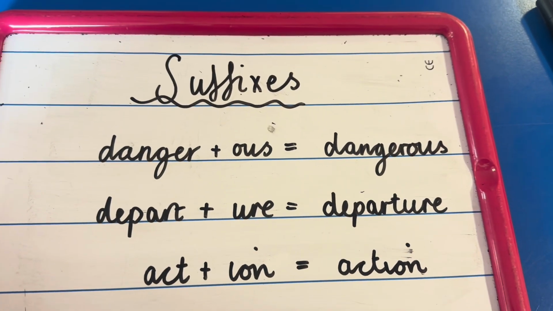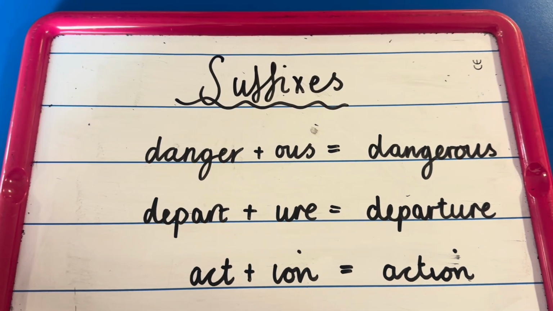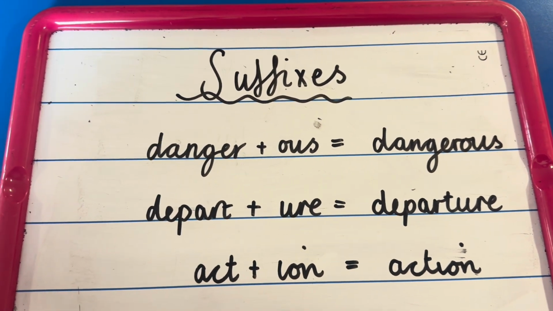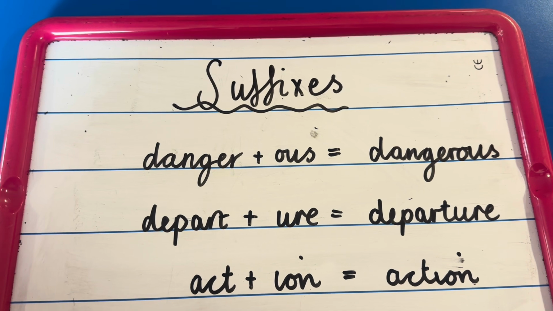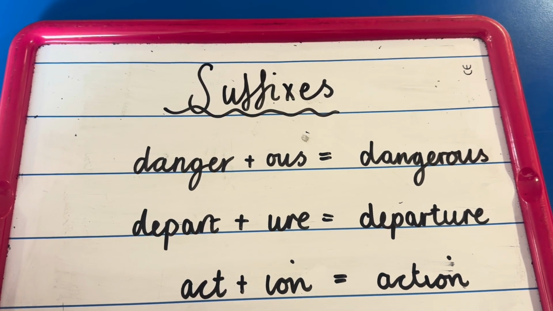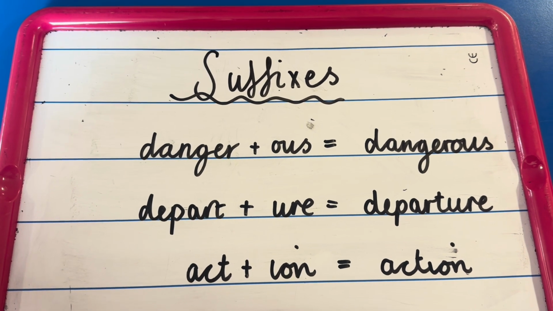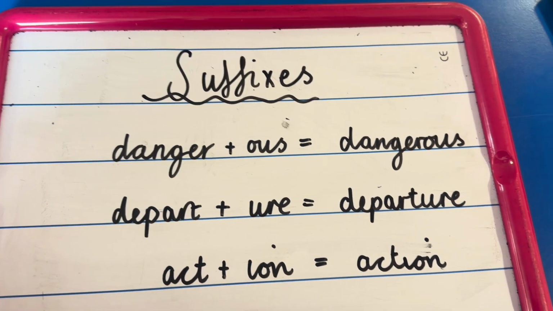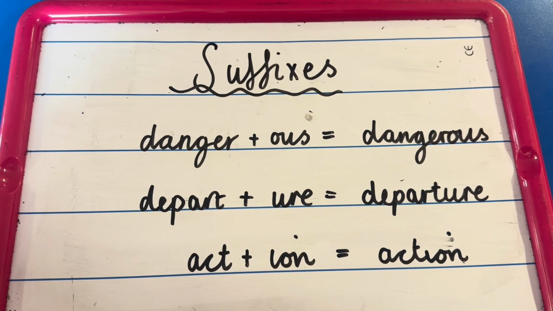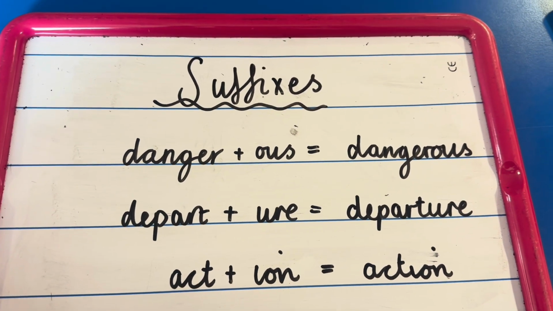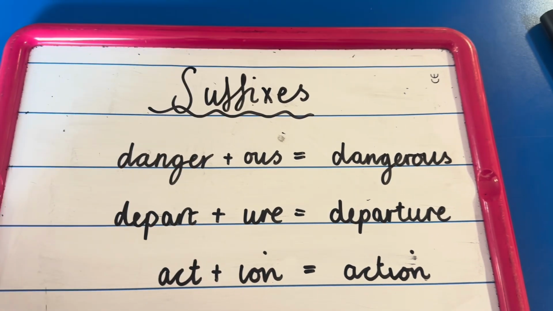Suffixes, however, are added on to the end. So we start with the root words, such as danger plus an OUS suffix equals dangerous. Depart plus URE equals departure. Act plus ION suffix equals action.